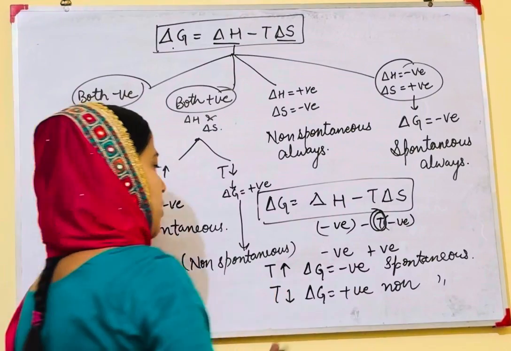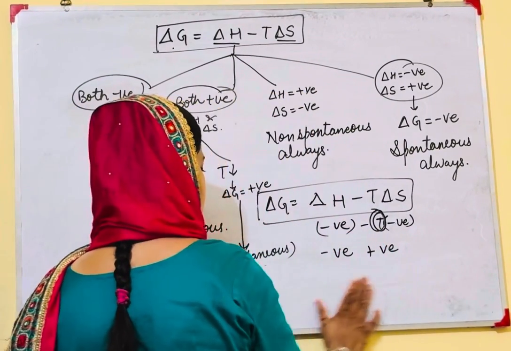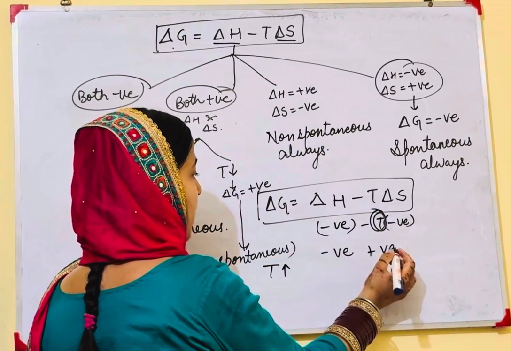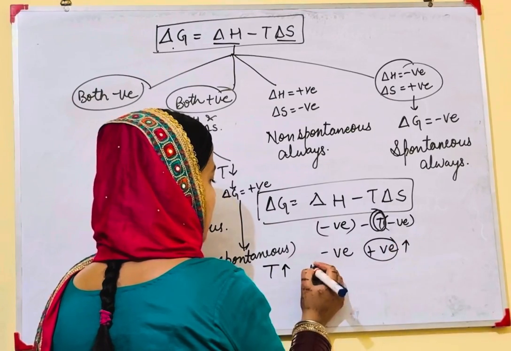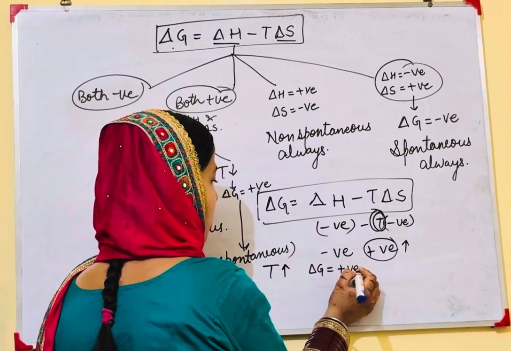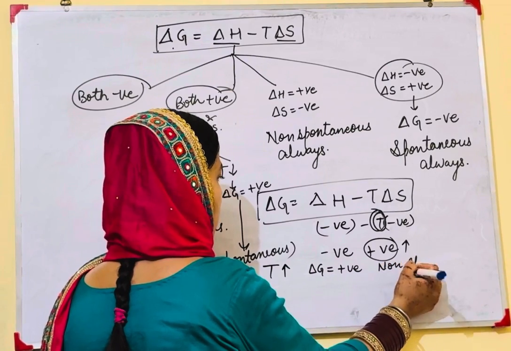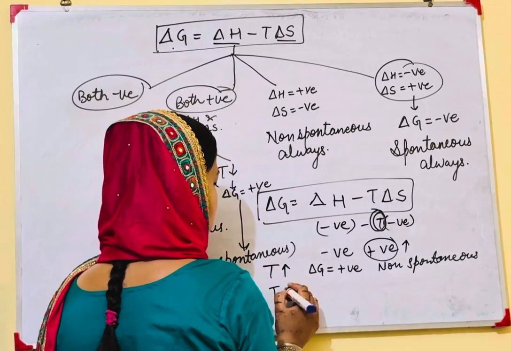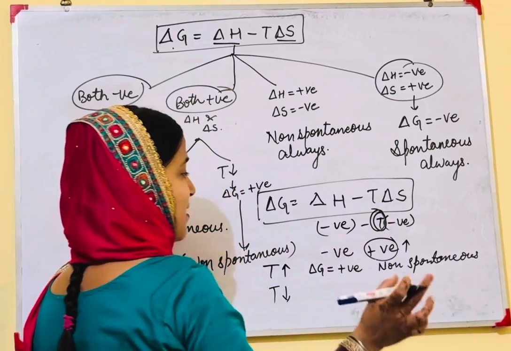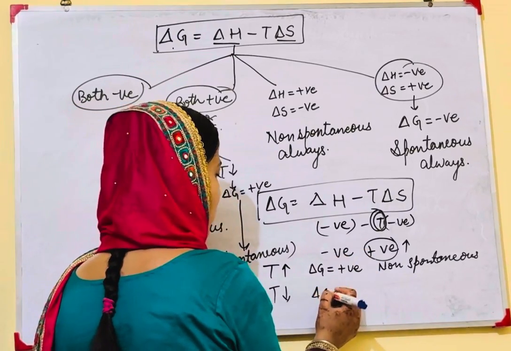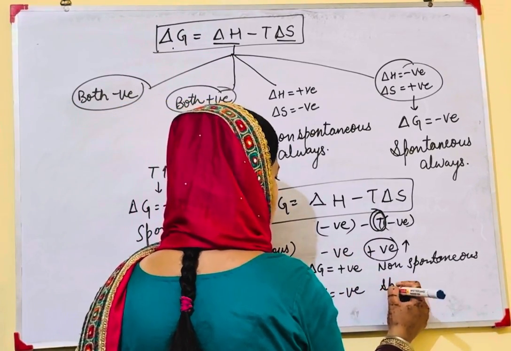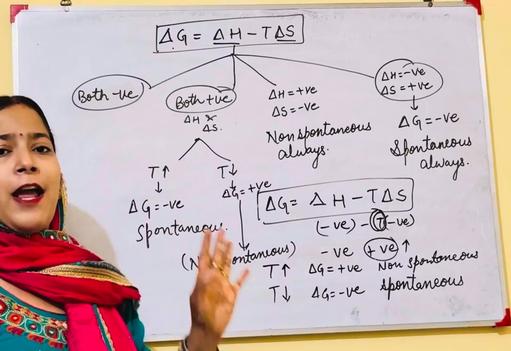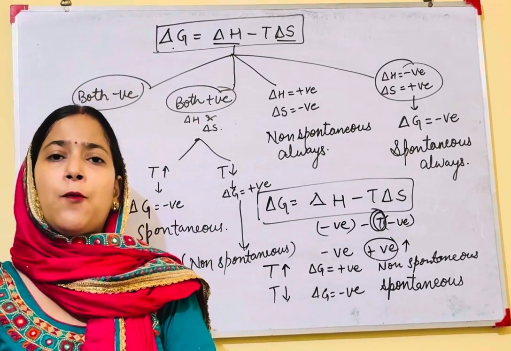If temperature is more, then the entire positive value will be more. If the positive value is more, then delta G is positive and the reaction is non-spontaneous. And further, if temperature is less, this positive value will be less than this negative value. So delta G will become negative and the reaction is spontaneous. This is all about the spontaneity of a reaction in terms of Gibbs free energy.